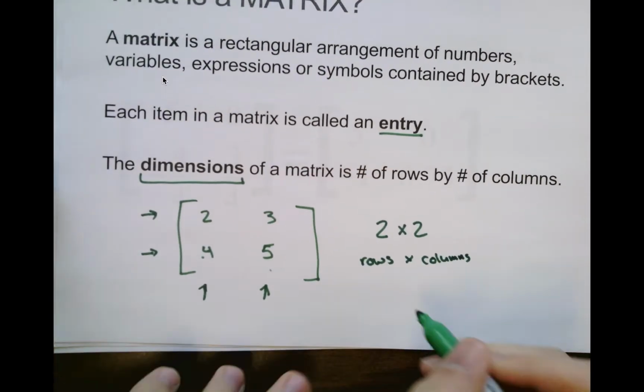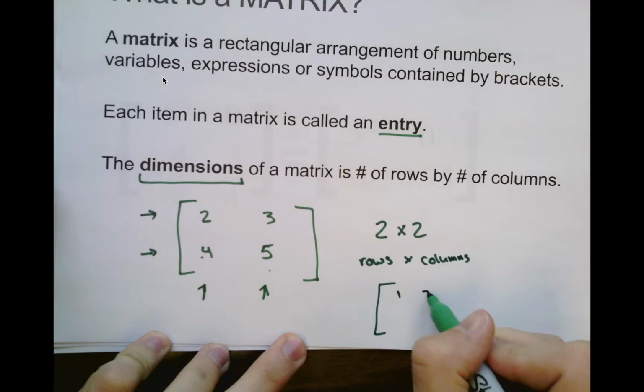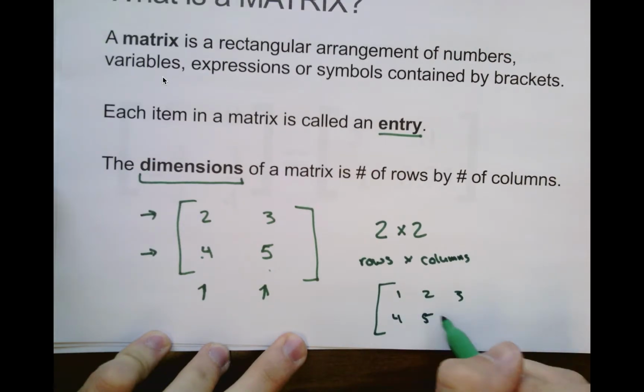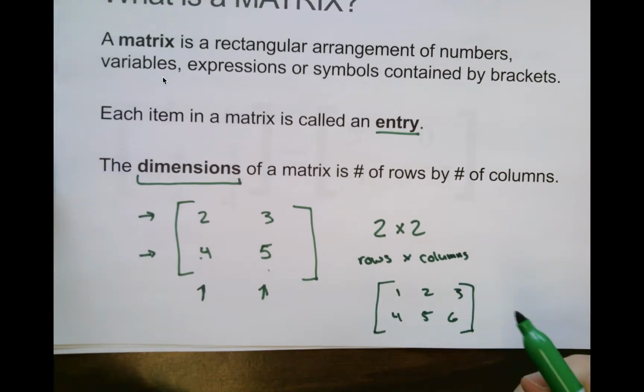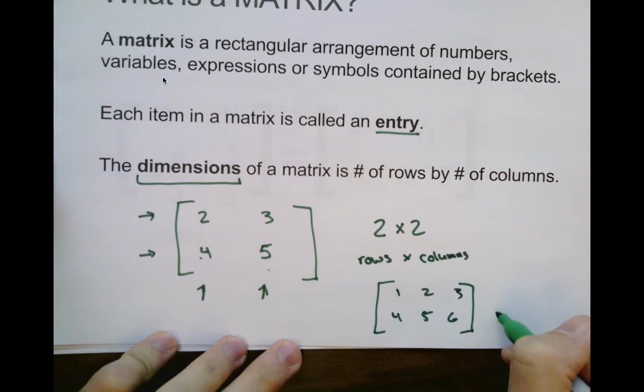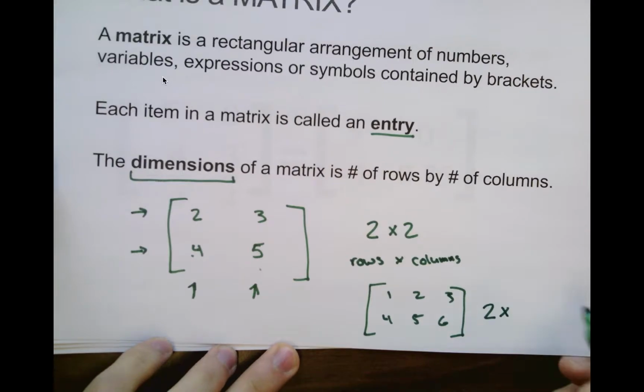So another matrix, for example, would be something like 1, 2, 3, 4, 5, 6. Again, all of these numbers do not relate to one another. The dimensions of these would be the number of rows, which is 2, by the number of columns, which is 3.